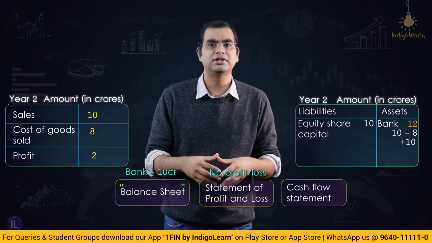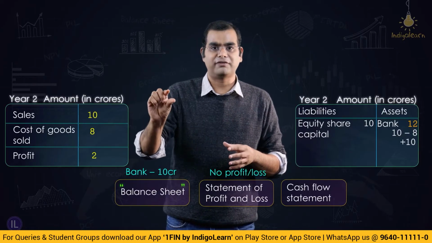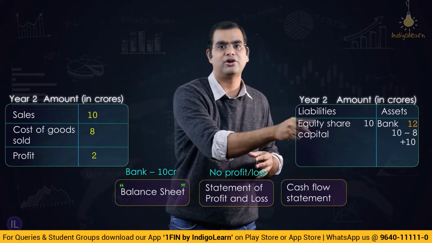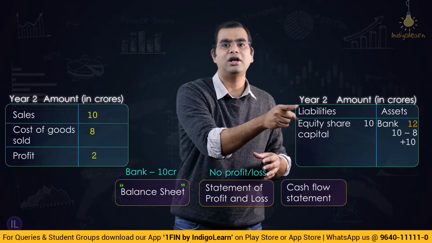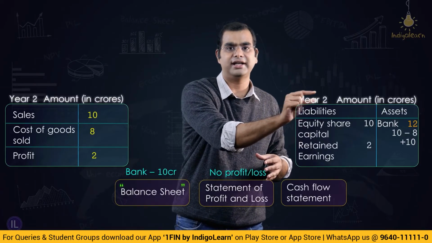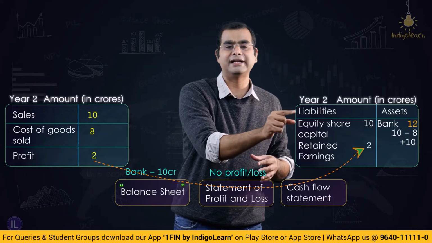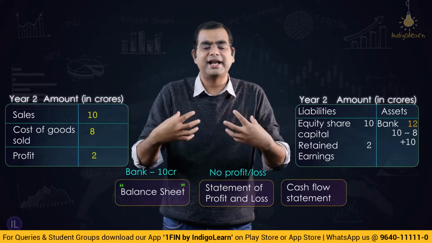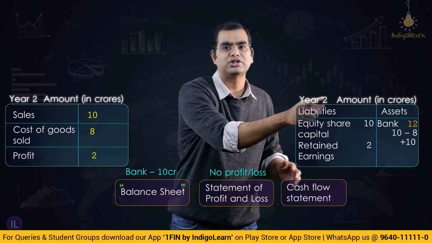Who are the owners of the company? The shareholders of the company. So this amount of profit, whatever has been earned in year 2, belongs to the shareholder. So you add this 2 crores, you create a line item called retained earnings. Here you had equity share capital of 10 crores. Below that you add a line item called retained earnings. Why are we saying retained? Because no dividend was paid out. So the money is retained within the organization and it belongs to the shareholder. So 2 crores gets added here.